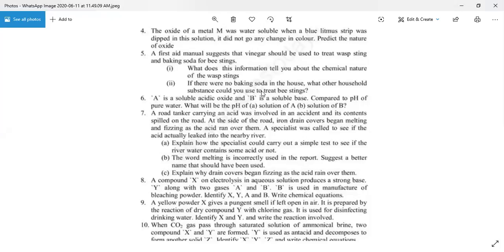The word melting is incorrectly used in the report. So what should be there? Corrosion. Explain why the drain cover began fizzing when acid rain fell over it. Evolution of hydrogen gas. Acids react with metal and produce hydrogen bubbles. Acid reacts vigorously with iron, and due to the corrosion process, the fizzing occurred, and due to evolution of hydrogen gas also.